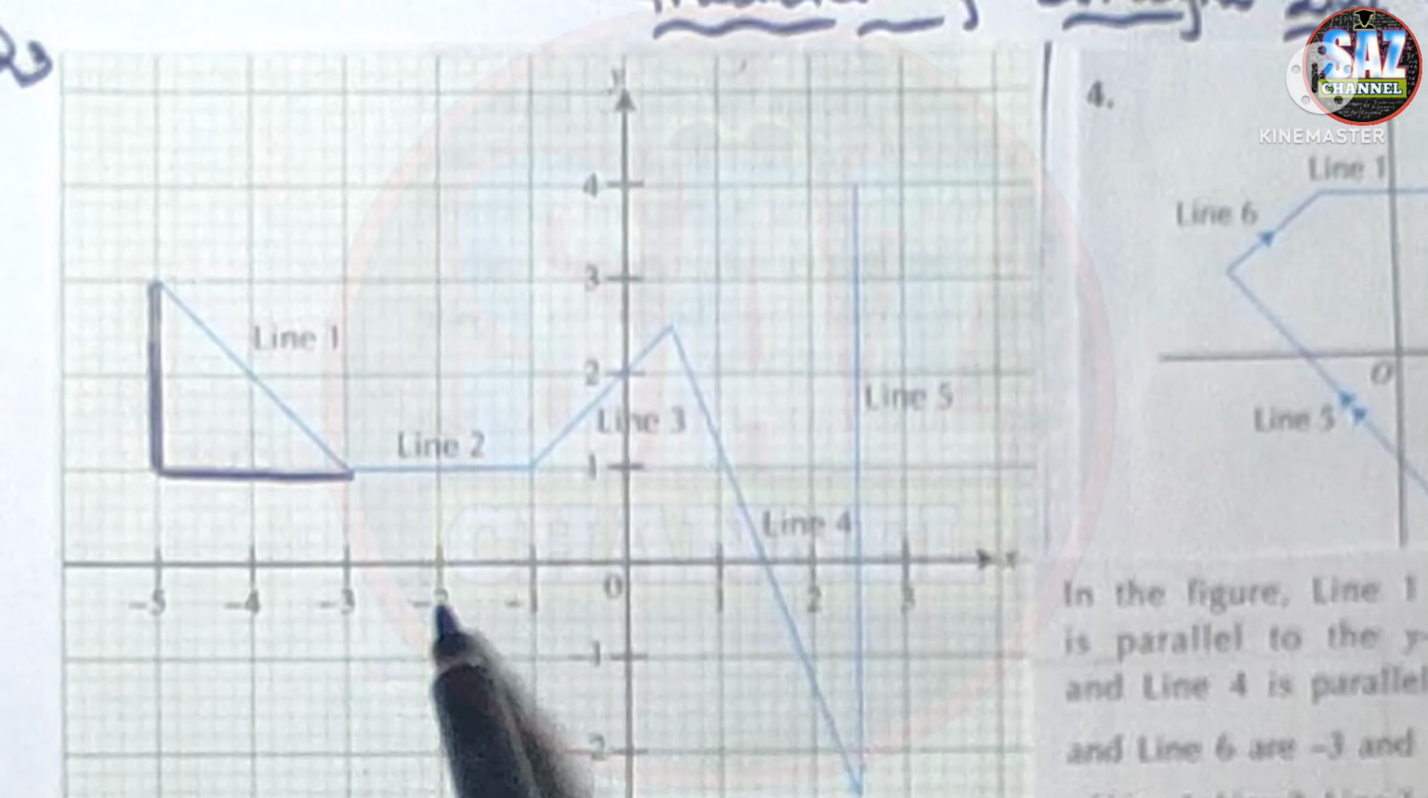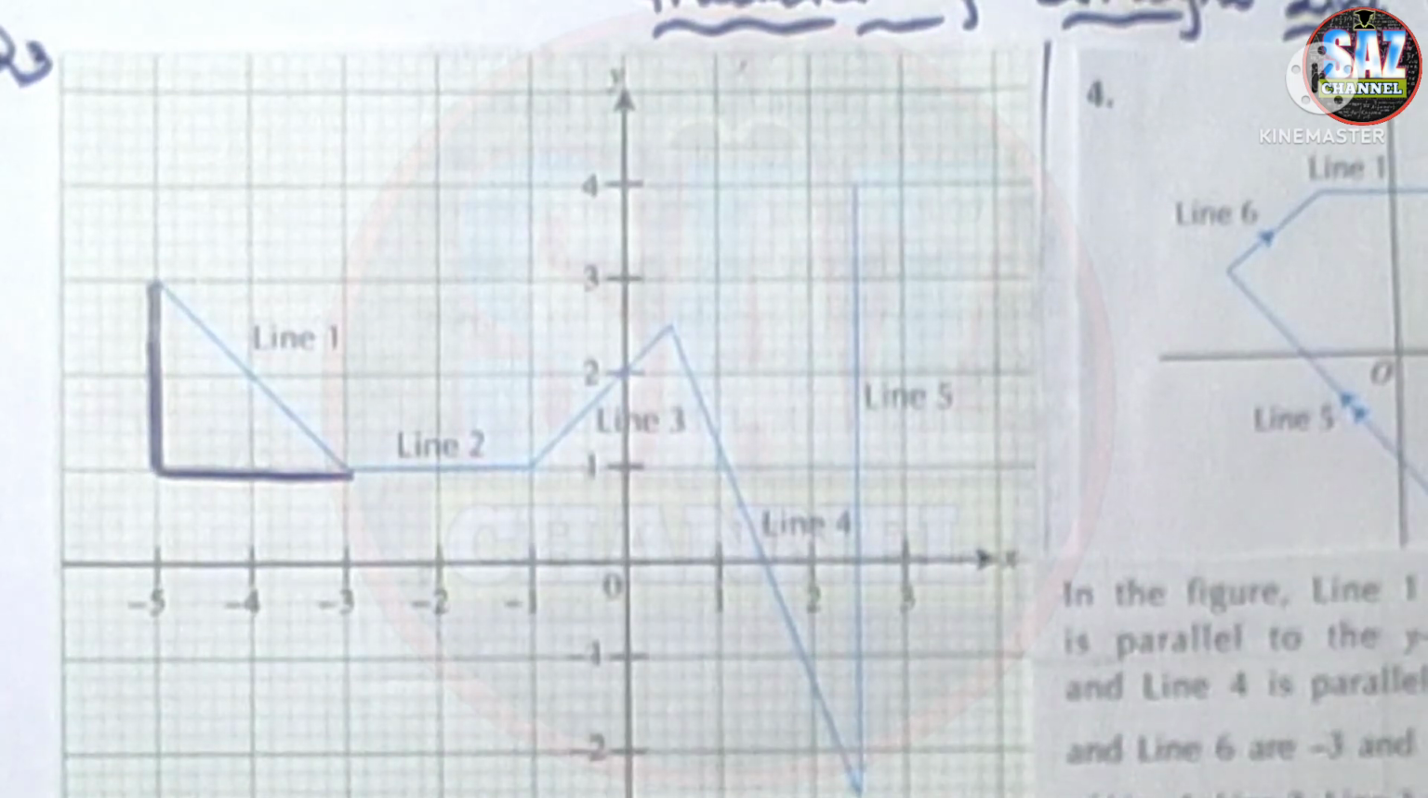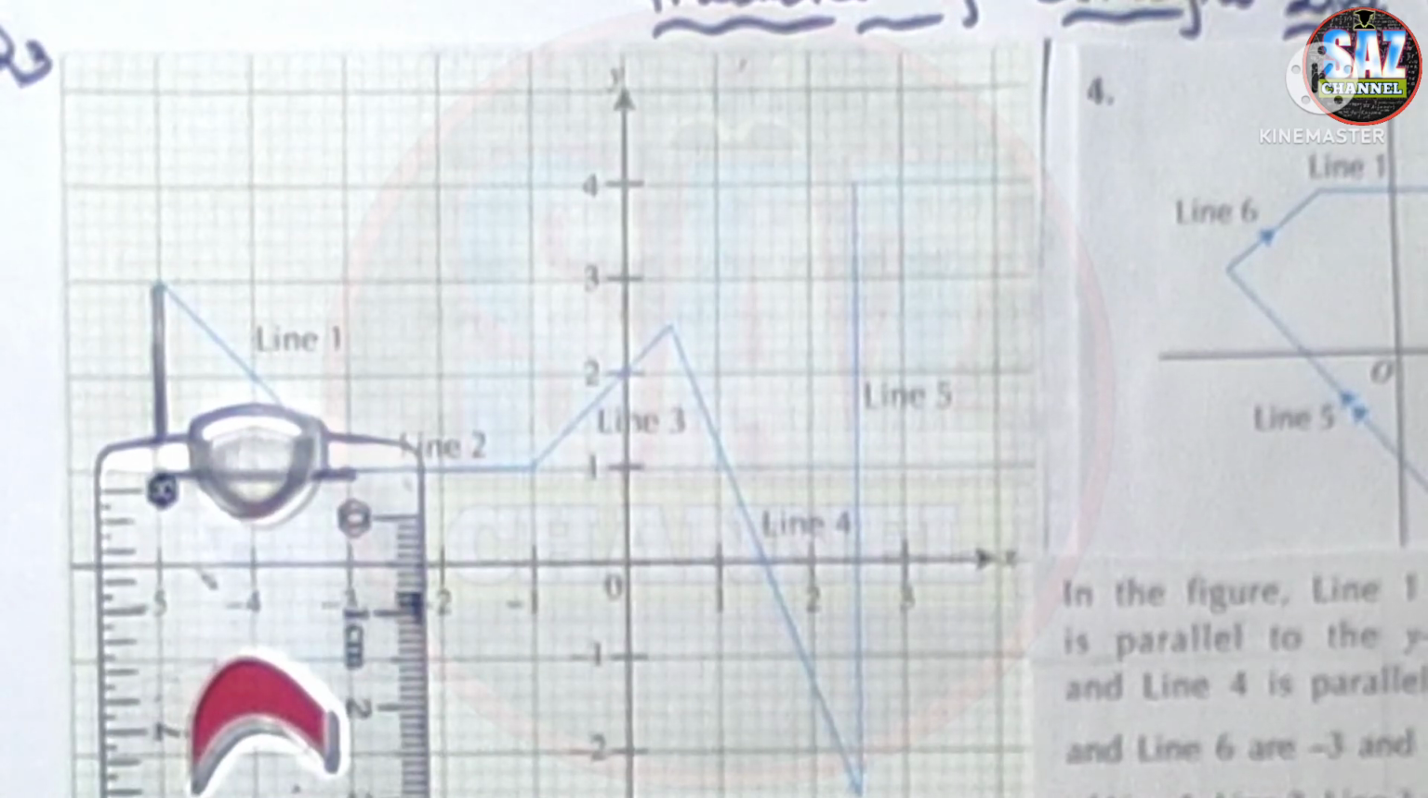Let's talk about line 2. What type of line is this? Line 2 is the line which is parallel to the x-axis. It's a horizontal line, and what will be the gradient of all horizontal lines? M2 will be 0. Gradient of line 2 will be 0. And why is that 0? Because the line is horizontal, it's parallel to the x-axis. All horizontal lines have their gradient 0.